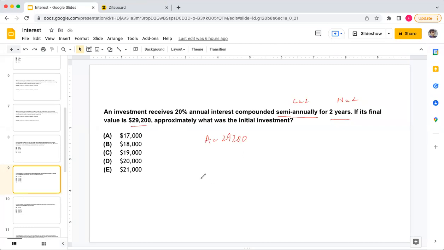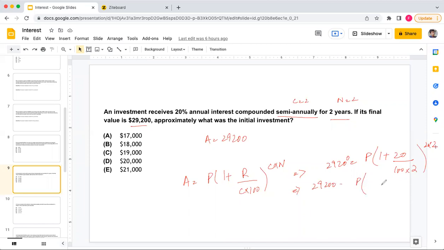And just using the formula for the compound interest, that is A is equal to P into (1 plus R over C into 100) power C into N, and our final value is 29200 is equal to P, which we are asked to find, into (1 plus R, R is 20% divided by 100, into 2) whole power 2 into 2, and this will be 29200 is equal to P into 1.1 whole power 4, and P will be equal to 29200 divided by 1.1 whole power 4.